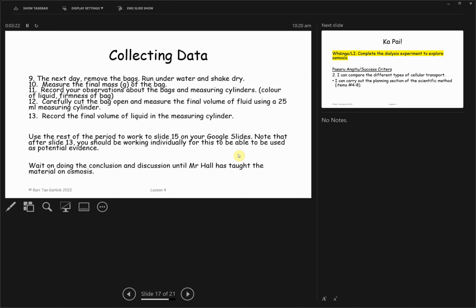So go start collecting your data. You're going to need these tiny measuring cylinders, so I'll bring those out. You might want the beakers as well. The beaker and then the measuring cylinder. You also might want a funnel to help make your life easier. It's all to you.